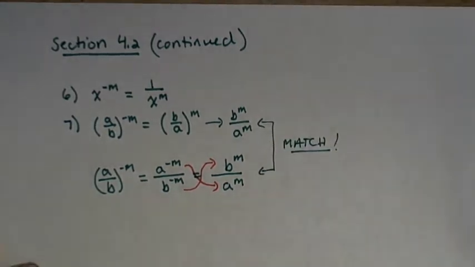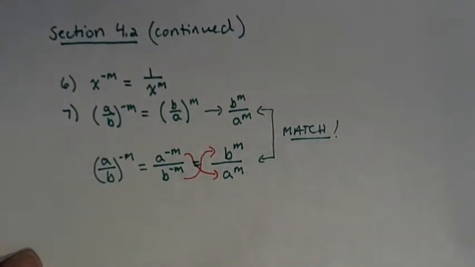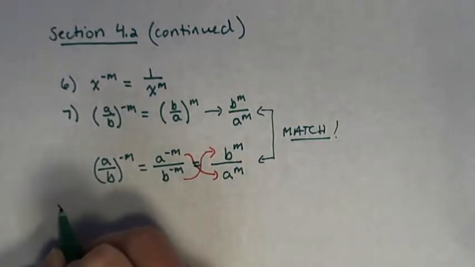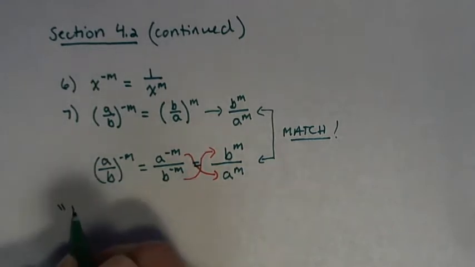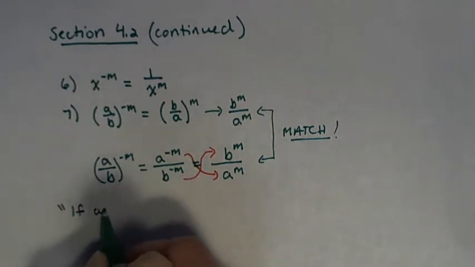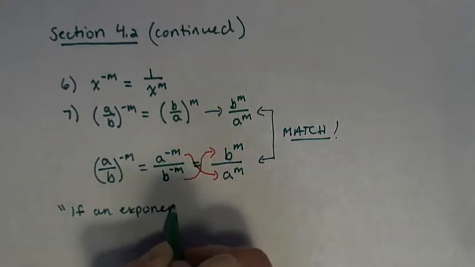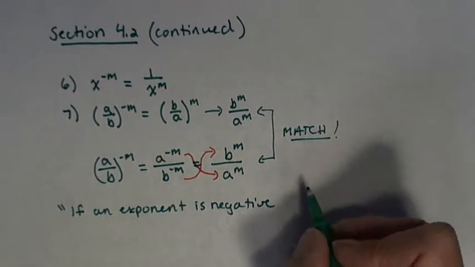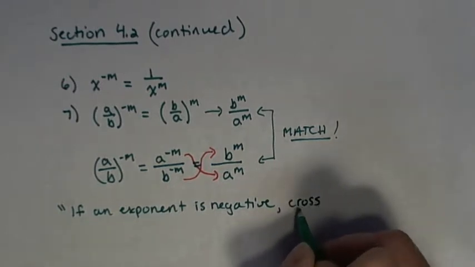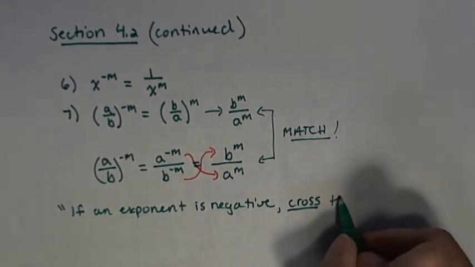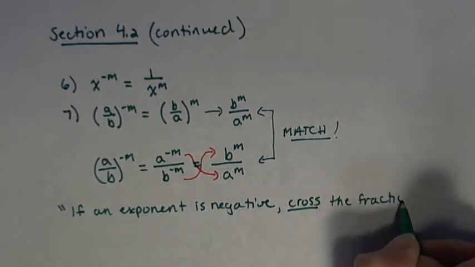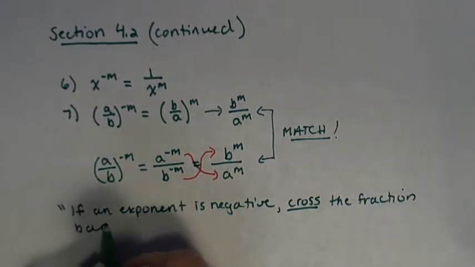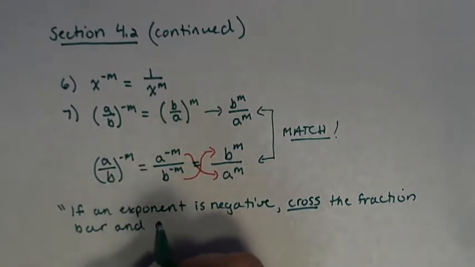So another way to think about negative exponents, if you have a bunch of them within a particular problem, one way to deal with it is to keep this statement in mind. If an exponent is negative, you can cross the fraction bar and make it positive.